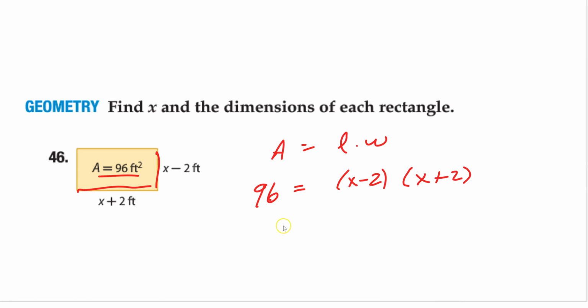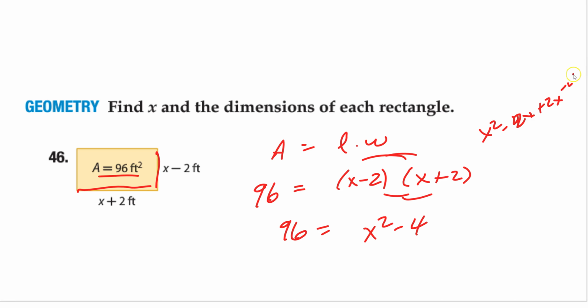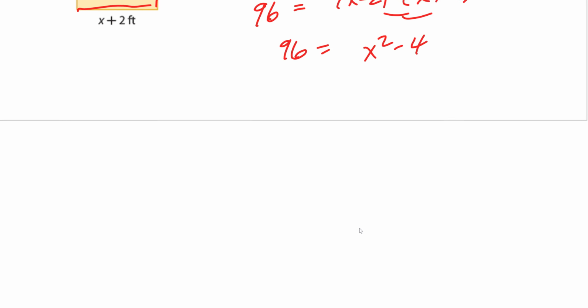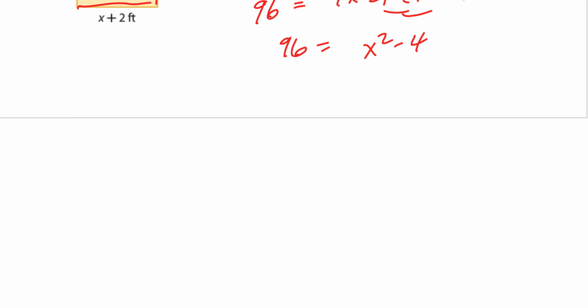Well, we can multiply this out. I get 96 equals x squared minus 4. It's a difference of 2 squares, so you can do the whole thing if you want. But it's a difference of 2 squares, so you should know automatically that's x squared minus 4, because the middle is going to cancel out. So we get down to here, and this is actually something I want to bring up. Before I start solving this, this is a very important concept.